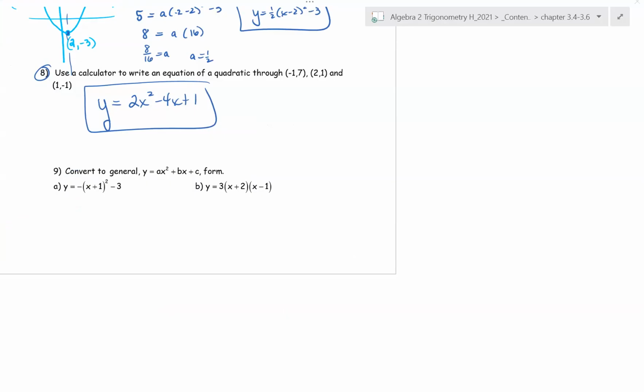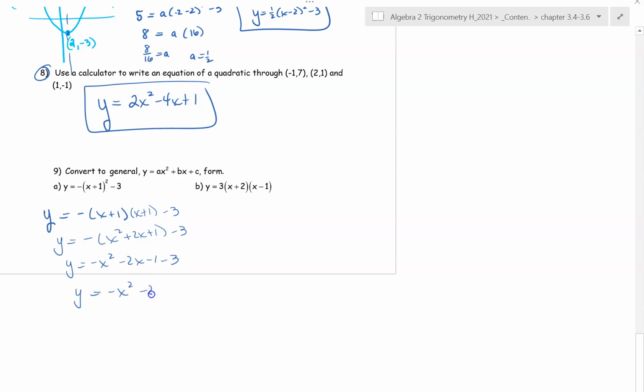Okay, so for our last 2 examples, we are going to convert to general form. For the first one, notice that you need to expand the quantity (x plus 1) squared. So y equals negative x squared minus 2x minus 1 minus 3. And we can change that to general form.